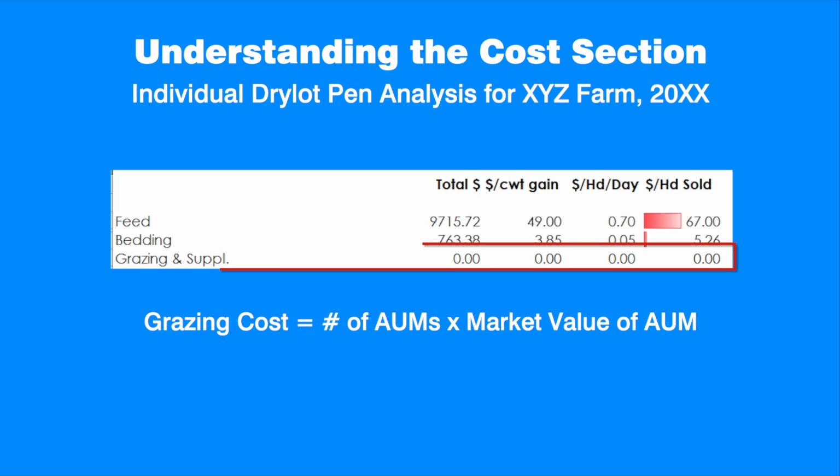In a Grasser enterprise, we would see a grazing cost calculated as the product of pasture grazing capacity, expressed by animal unit months, and the pasture rental rate, expressed by market value per 1 animal unit month.